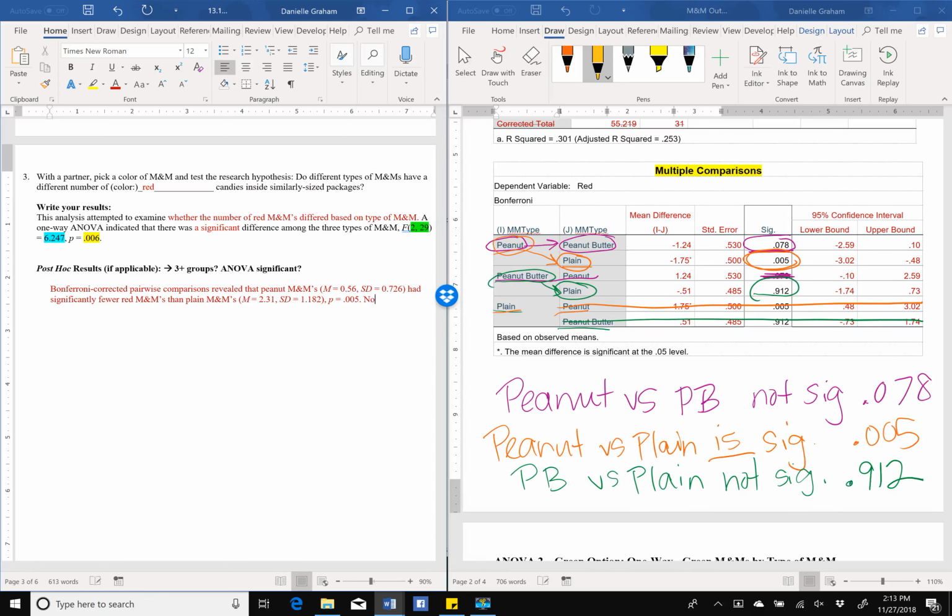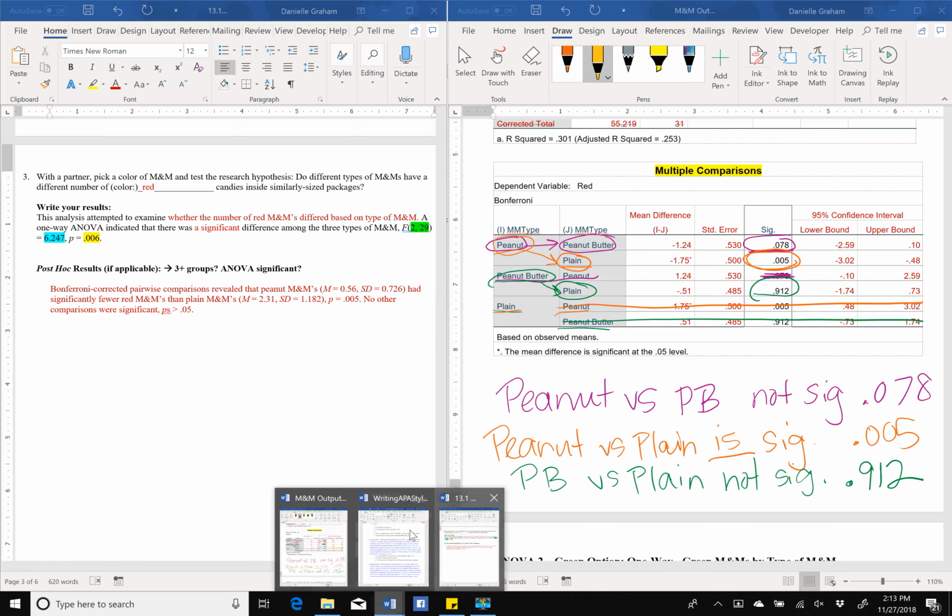Then we can say something like no other comparisons were significant because this peanut butter versus peanut was not significant, and peanut butter versus plain was also not significant. So since they're not significant, we don't have to write them up in the same way. We can just say they were not significant, comma, p's, because we have more than one p we're referring to, were greater than 0.05.